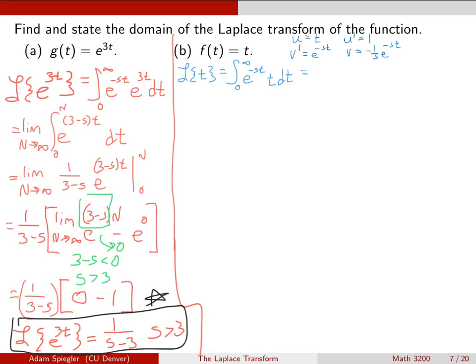And so if I do integration by parts on that, then I would get uv, which is going to give me minus t over s, e to the minus st, times 1 over s, e to the minus st. And so if I do integration by parts on that, then I would get uv, which is going to give me minus t over s times e to the minus st, and then we subtract from that the integral of u prime times v.